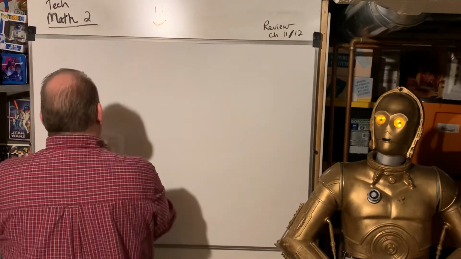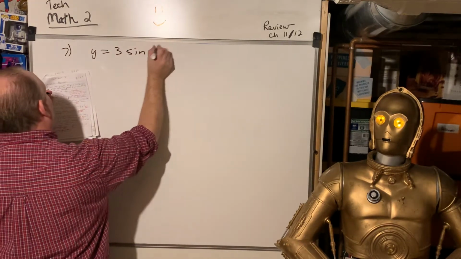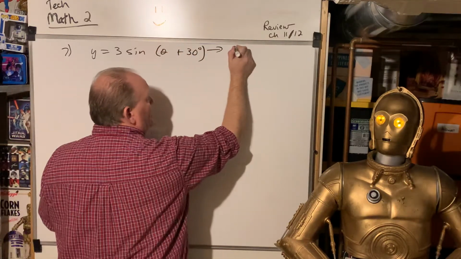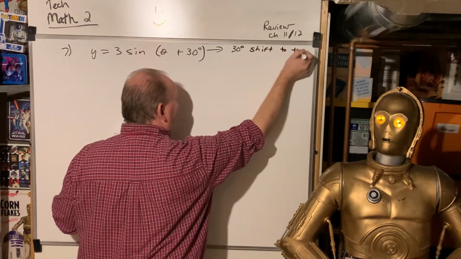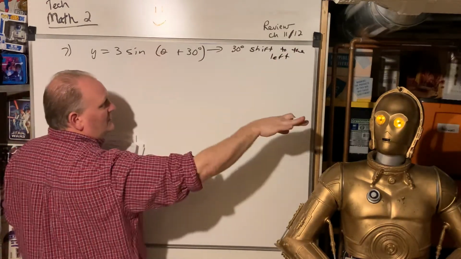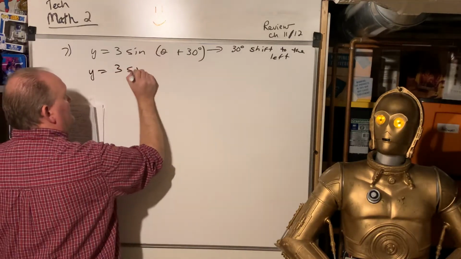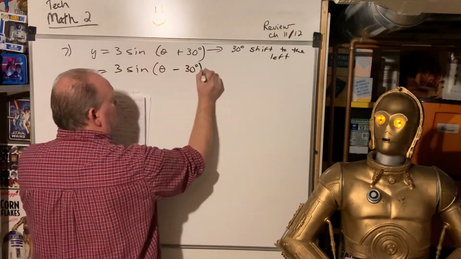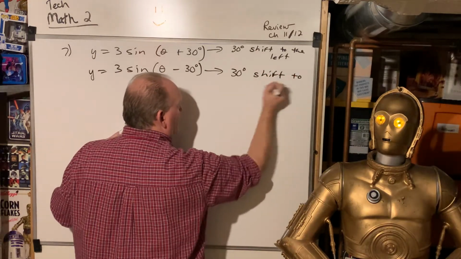So they give you 2 equations. They give you y equals 3 sine of theta plus 30 degrees, which would be a 30-degree shift to the left. So kind of opposite of probably what your brain is thinking. Plus, normally you think to the right, but it's actually a shift to the left. And the other one is 3 sine theta minus 30 degrees. So that is a 30-degree shift to the right.